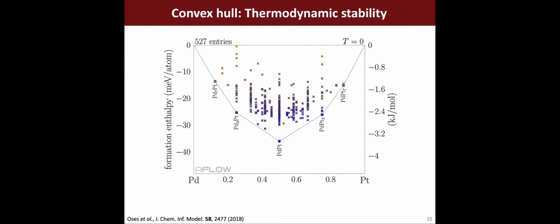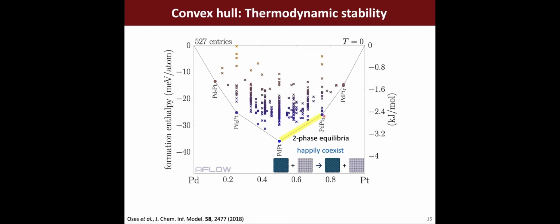Okay, so getting back to it. Imagine taking a giant rubber band and wrapping it around the data. The points that touch that rubber band are the most stable points in the data set. These are the compositions which do not decompose into any other linear combination of states in this system, in this ensemble.